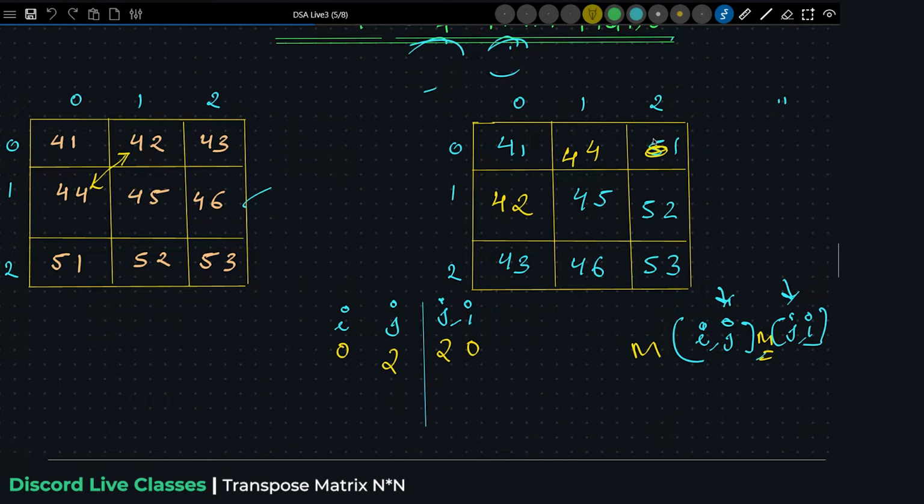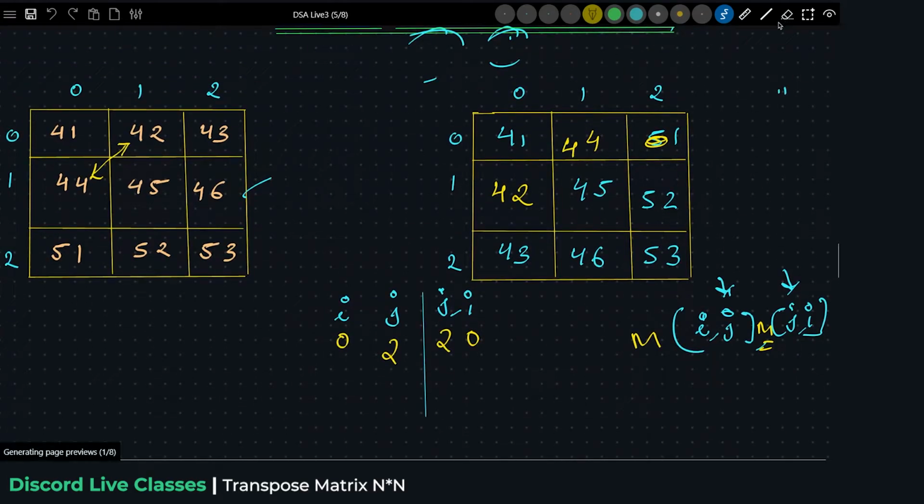Okay, cool. So 43 and 51 and 43. Okay, j has traversed the first row. j अपनी पहली रो को ट्रेवर्स कर चुका है.